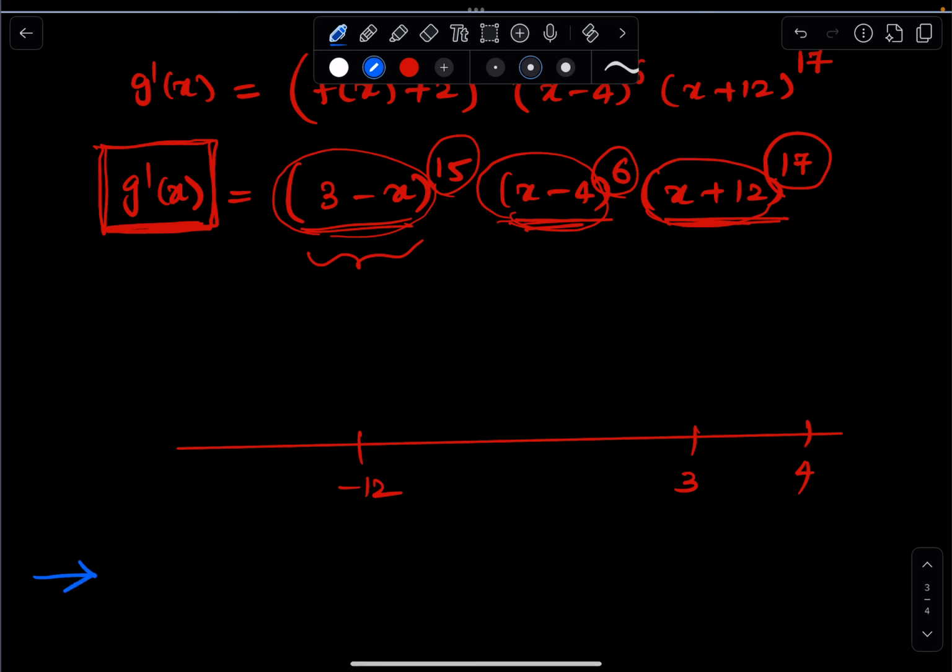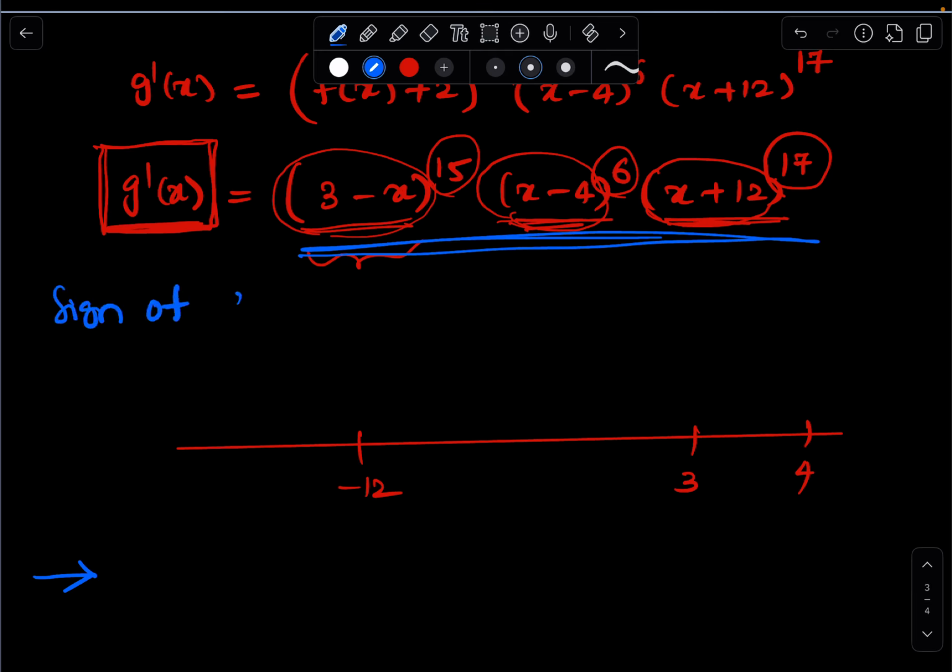Alright, let us check the sign of g dash of x. We are checking the sign of g dash of x. So when x is less than minus 12, this part is negative. Alright, this part is positive and this part is also positive. So this is negative, this is positive, and this is positive. So total it will be negative. So you draw something like this below the number line.